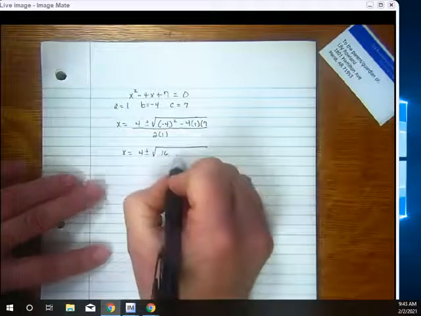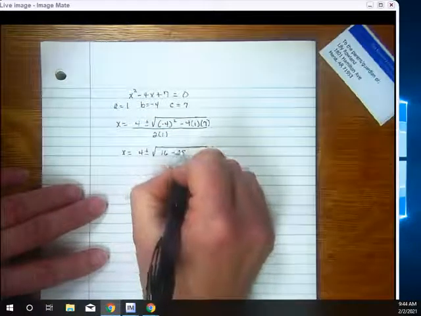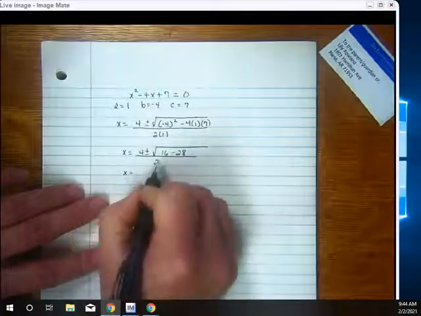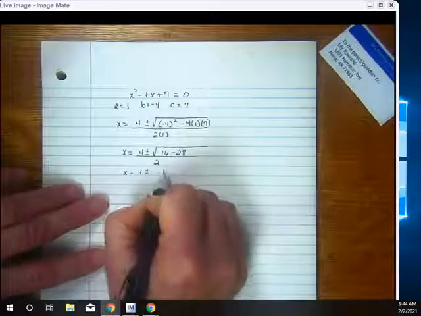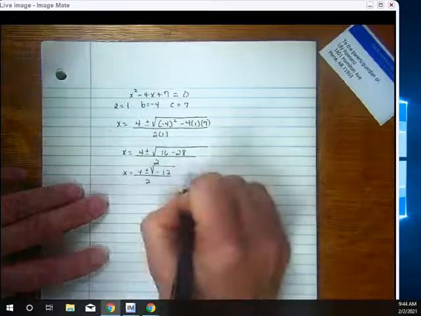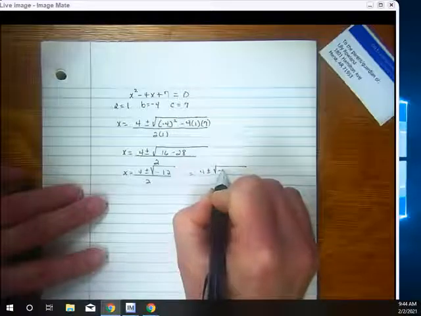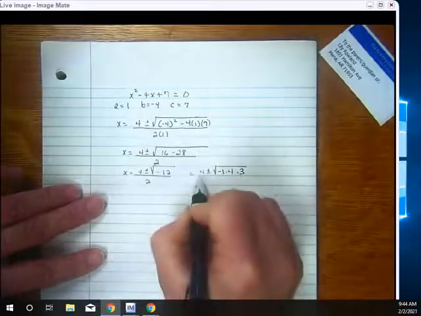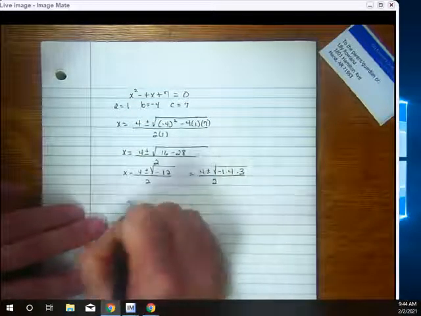4 times 4 is 16. 4 times 1 is 4, times 7 is 28, divided by 2 times 1. 16 minus 28 is going to give me a negative 12 underneath that radical. And if you recall, the perfect square then is 4 times 3, and the negative is a negative 1. The definition: the square root of a negative 1 is an imaginary number.